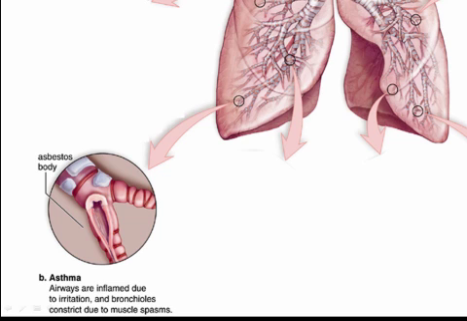Asthma is a constriction of the airways due to some irritant. That irritant can be dust, it could be pollen, it could be cigarette smoke. In some individuals, even inhaling cold air is sufficient irritation to cause spasms in the smooth muscle lining the airways, and this constriction makes it very difficult for individuals to breathe.